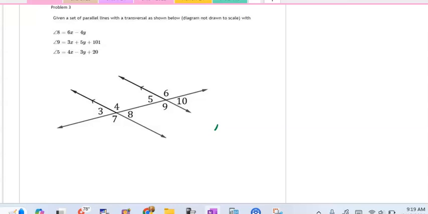Hello, geometry students. Today's learning target is to solve systems of equations related to parallel lines. So this was a class example that we did. If we look at problem number 3, the first thing I'm going to do is label.